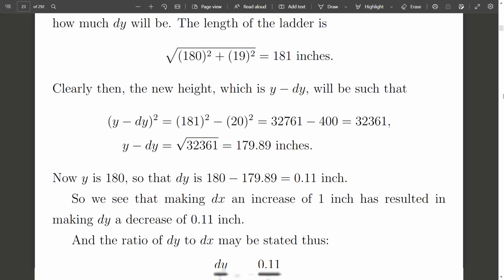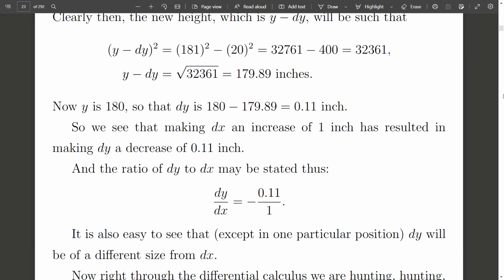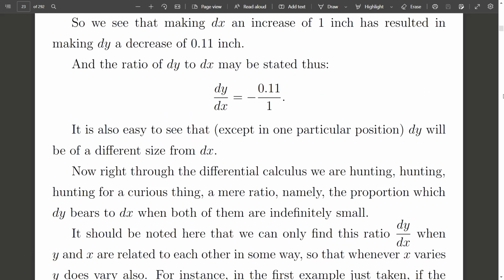179.89 inches. Now y is 180, so that dy is 180 minus 179.89, which is equal to 0.11 inch. So we see that making dx an increase of 1 inch has resulted in making dy a decrease of 0.11 inch. And the ratio of dy to dx may be stated thus: dy over dx is equal to negative 0.11 over 1.